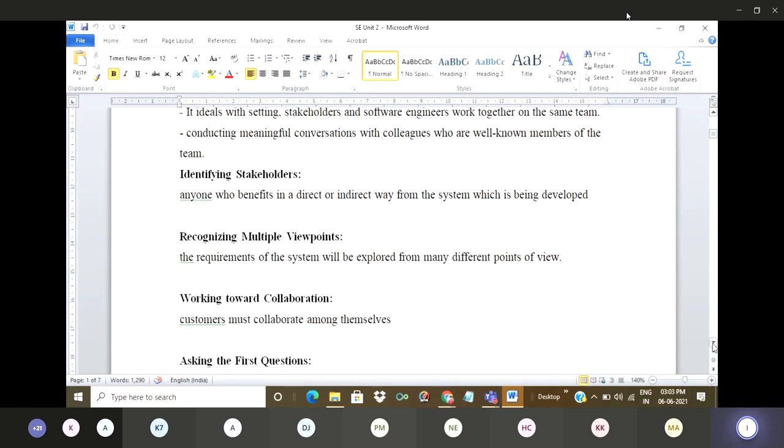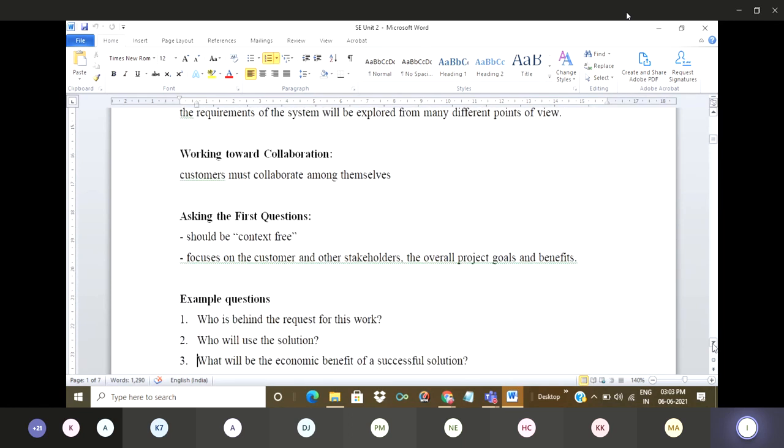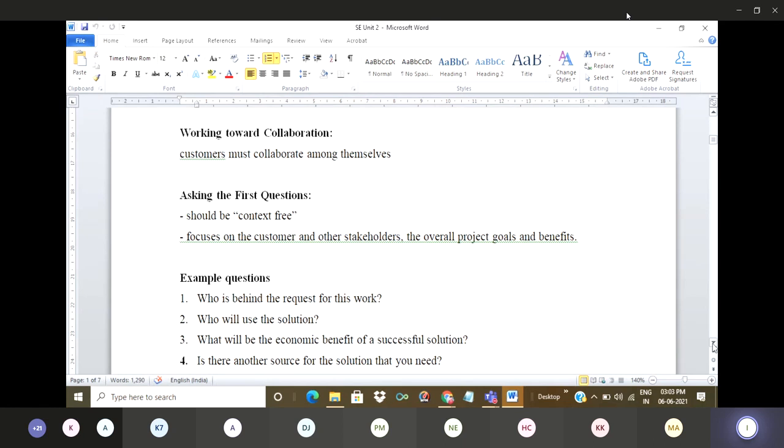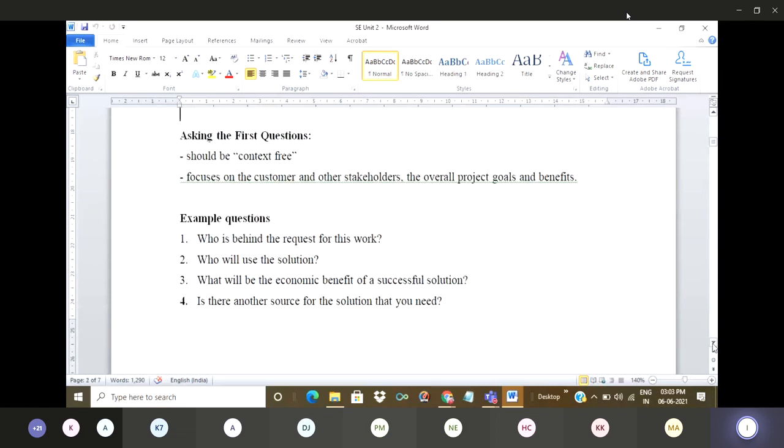Then working toward collaboration. Customers must collaborate among themselves. So we have to ask questions. The questions must be context free, must focus on the customer and other stakeholders, and the overall project goals and benefits. Without the project goals and benefits, the question should not go beyond this.